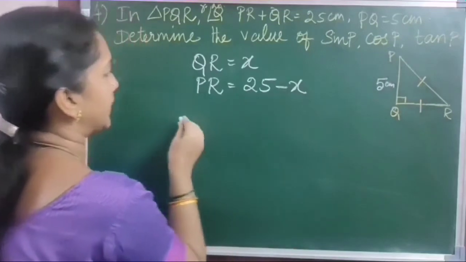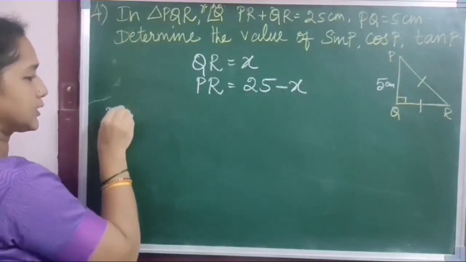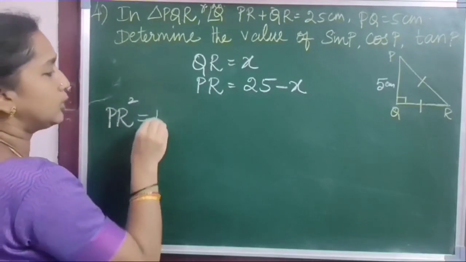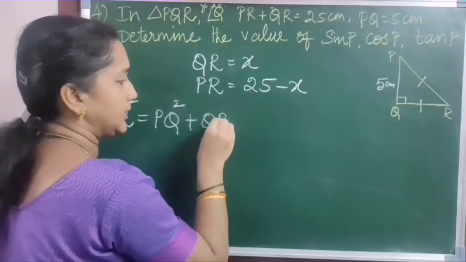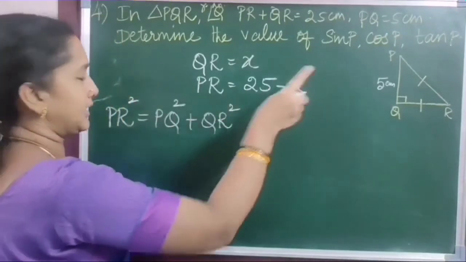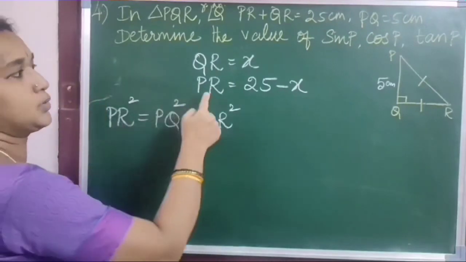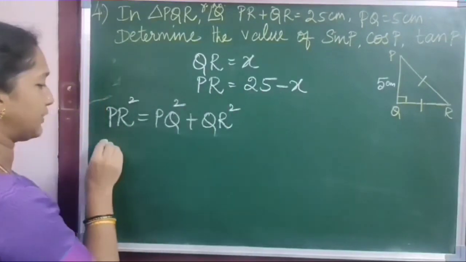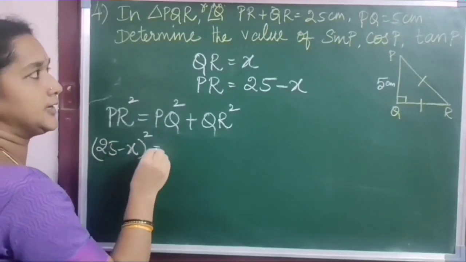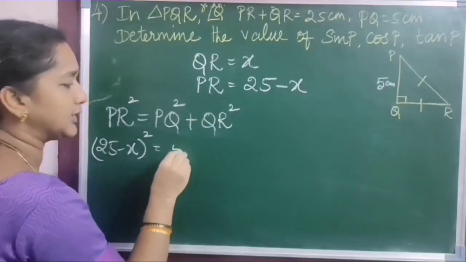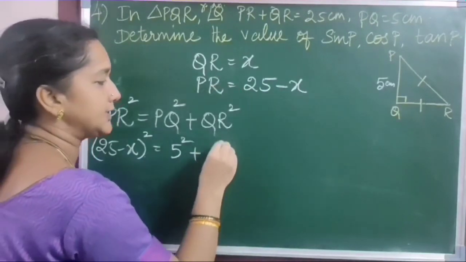Now you use the Pythagoras theorem. What is the Pythagoras theorem? PR squared is equal to PQ squared plus QR squared. Hypotenuse squared is equal to the sum of the squares of the other two sides. So PR value we have taken as 25 minus x. 25 minus x the whole squared is equal to PQ value, given as 5 squared, plus QR value, which you have taken as x squared.